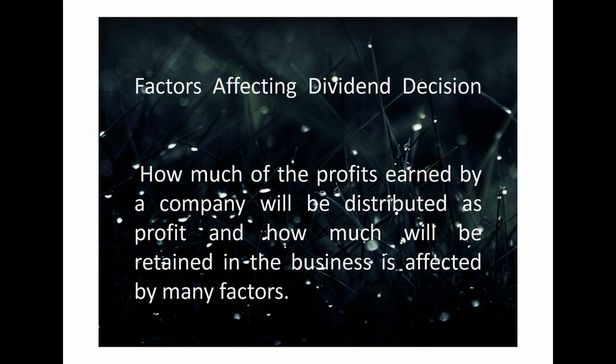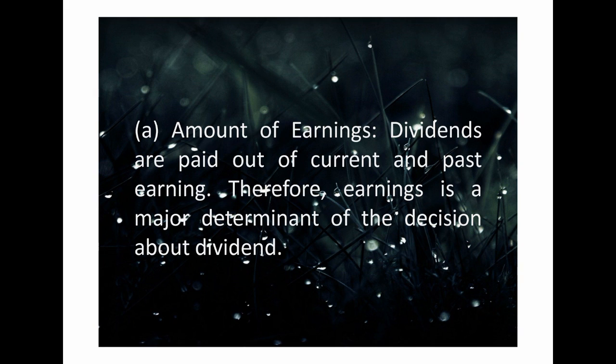So under the factors, the first one is amount of earnings. Dividends are paid out of the current and past earnings of the business organization. So from the amount of profit which the organization gains, the dividends will be paid. Earning is a major determinant of the decision about dividend. If the organization is not earning any profits or the profit is relatively less, then sometimes it has to keep the dividend payment pending.